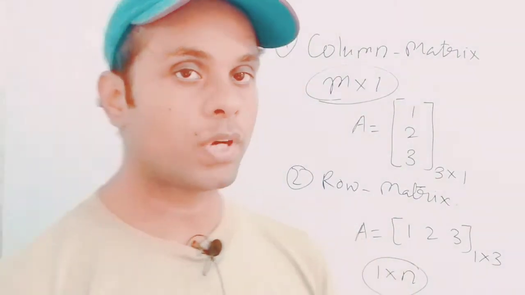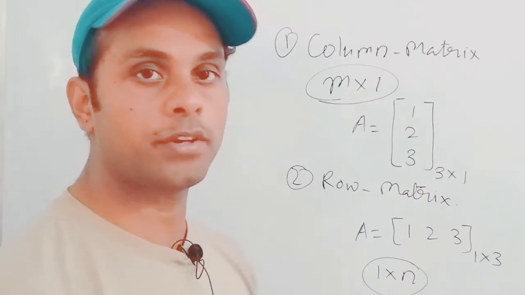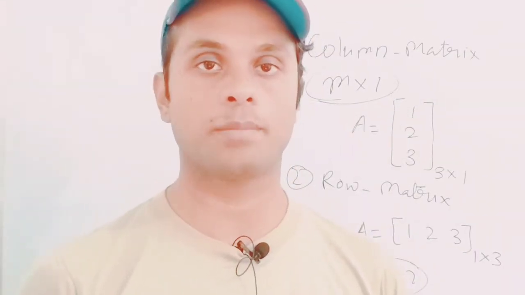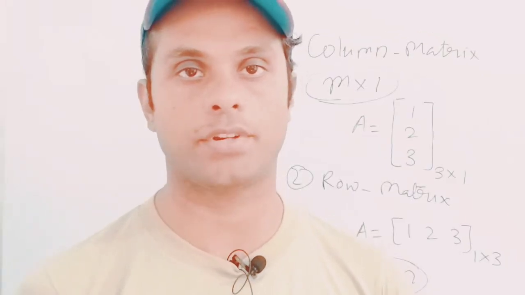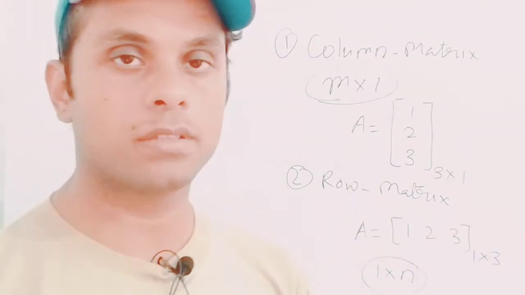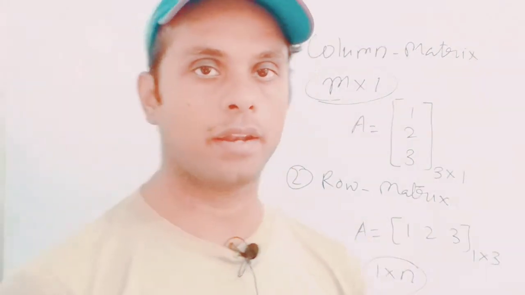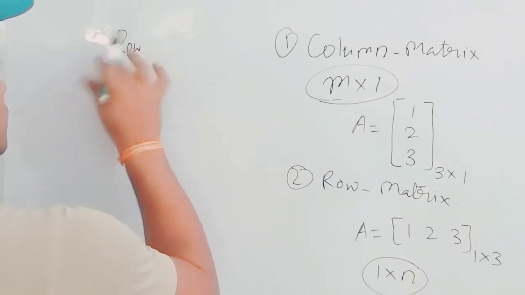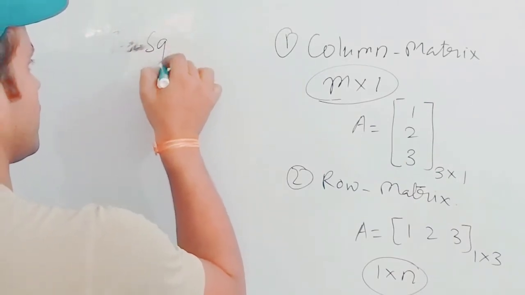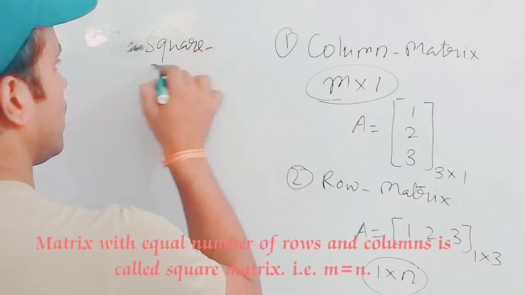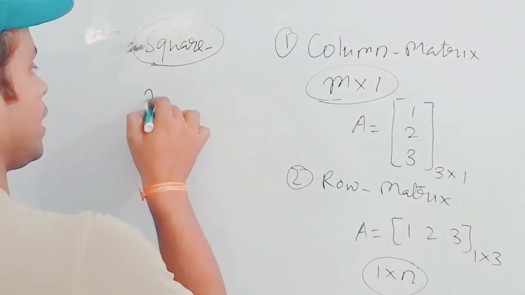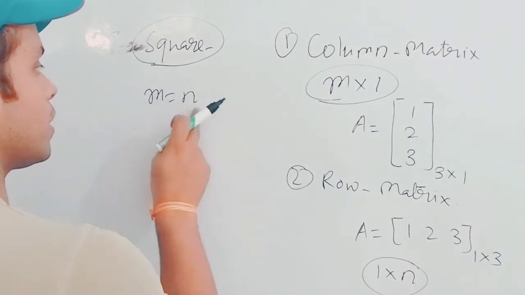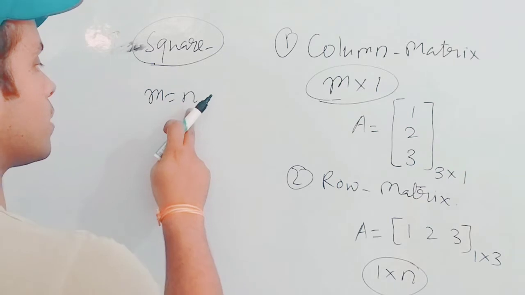Okay, now what is next? Next is a square matrix. In a square matrix, the number of rows is the same as the number of columns. Okay friends, that means m is equal to n in a square matrix. In a square matrix there are equal numbers of rows and columns, for m equals n, where m is the number of rows and n is the number of columns.